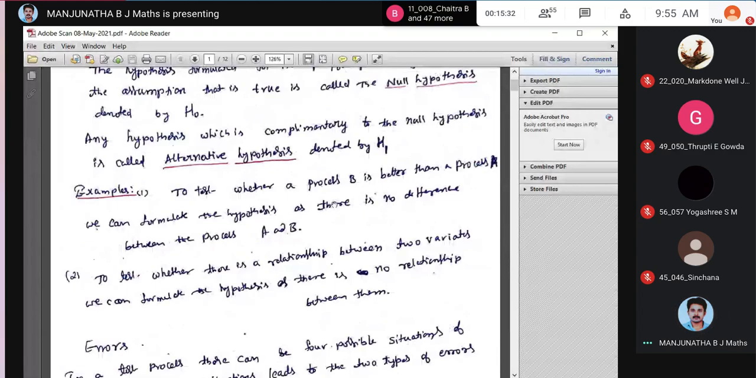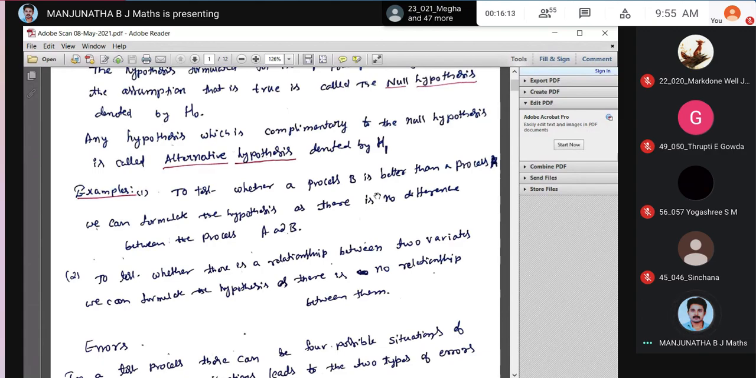Now, examples. To test whether a process B is better than a process A, we can formulate the hypothesis as there is no difference between process A and B. The process is the same for A and B, but we assume the hypothesis is correct. Or when the mean is given, the mean is correct. That is the null hypothesis. The alternative hypothesis you may take is that it is false. What is your decision? How do you verify that? Again, that depends on the confidence level of the interval.